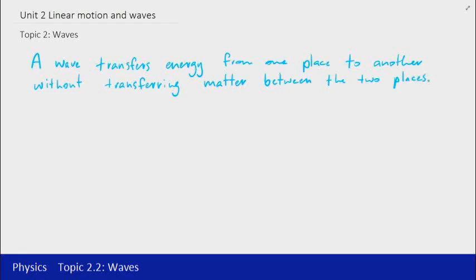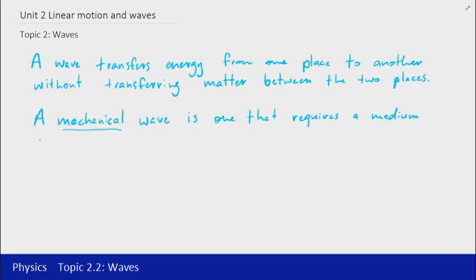Now there's a few different classifications I suppose we need to be aware of here. The first one, a very key point, is about mechanical waves. Most of what we'll be dealing with to begin with is mechanical waves. A mechanical wave is one that requires a medium, and by medium we basically just mean a substance. It's a bit of a technical term. So it requires a medium to travel through.